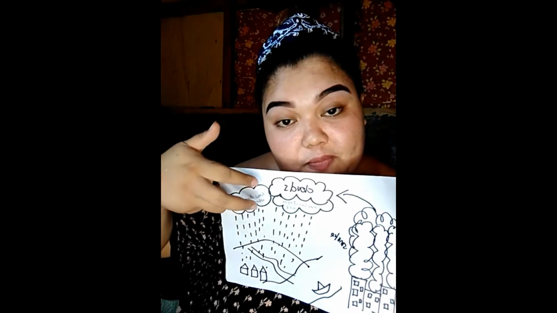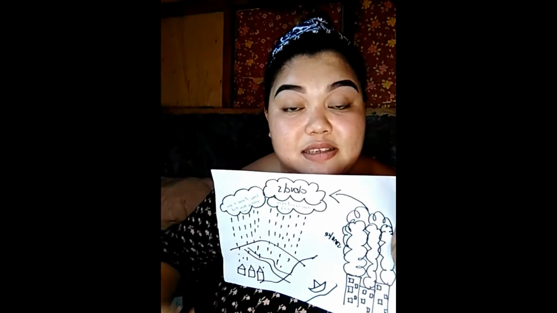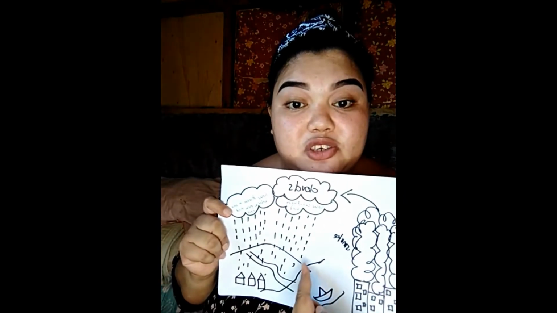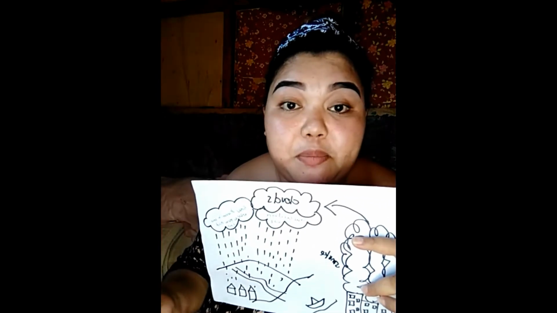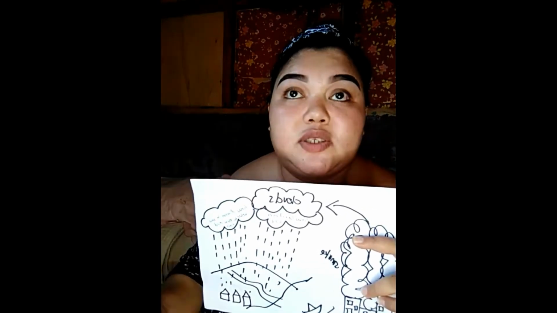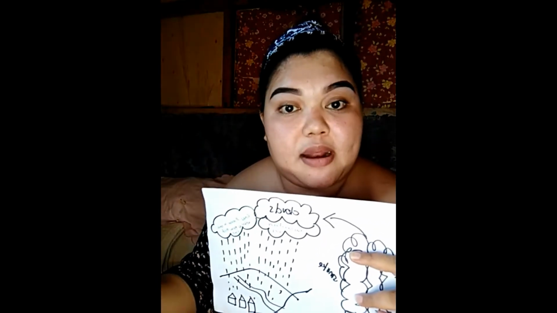And then when it falls down or it rains, it will go to the streams, and that's the time it will have a harmful effect on the ecological system, which may kill plants, animals, aquatic animals, and of course harm human health. It can also cause destruction to human health.